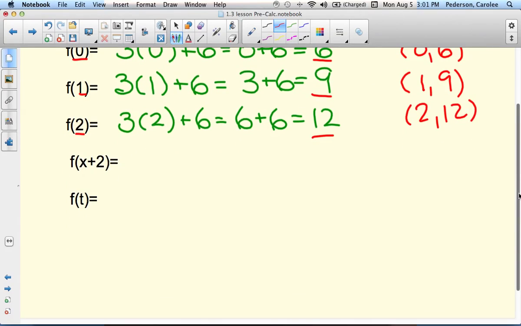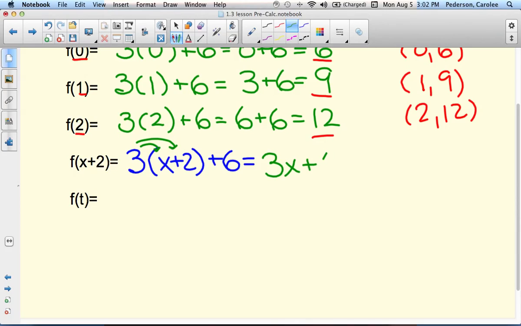Now the next two are expressions, so you're not going to get ordered pairs, but we still want you to practice evaluating with expressions. So we say replace the x with x plus 2, and then just simplify it. So to simplify this, we distribute the 3 through the parentheses. So 3 times x, and then 3 times 2, which is 3x plus 6, and then we still have a 6 left. Combine like terms, 6 plus 6 is 12. And we end up with an expression still.